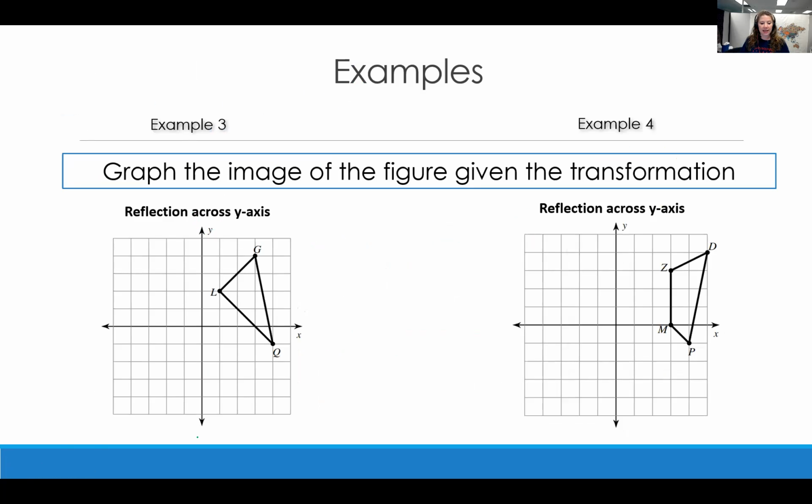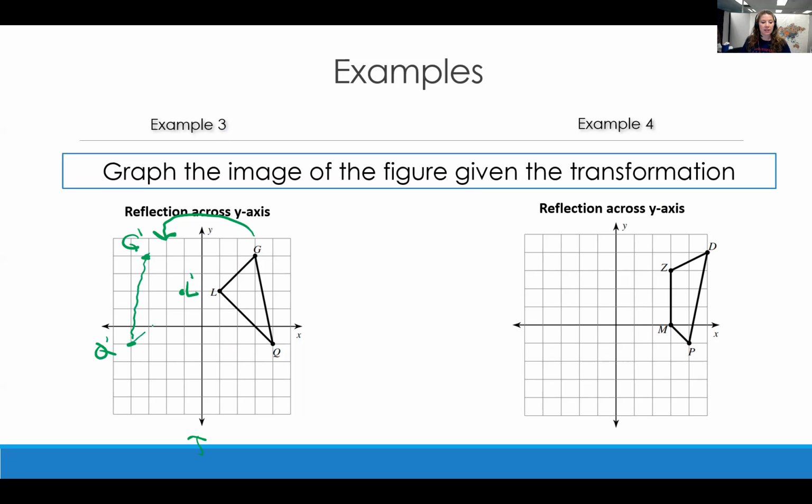So here's our y-axis. We're flipping this picture over the y-axis. Just like we were counting toward the x-axis earlier, this time we're going to count toward the y-axis. So we're counting 1, 2, 3 toward it. We're going to keep going 3 in the opposite direction. 1, 2, 3. And here is G prime. L is 1 to the right, so L prime must be 1 to the left. And Q, we're going 1, 2, 3, 4, opposite direction, 1, 2, 3, 4. And there is Q prime.